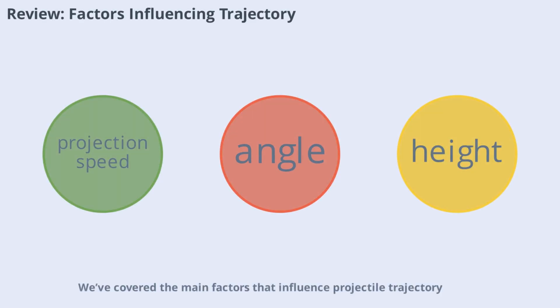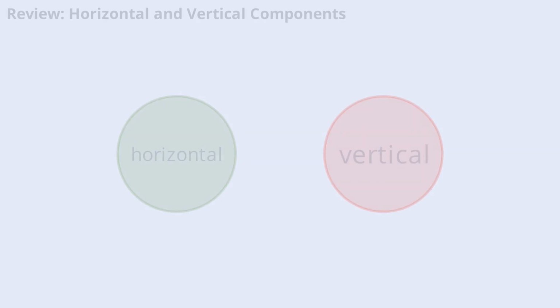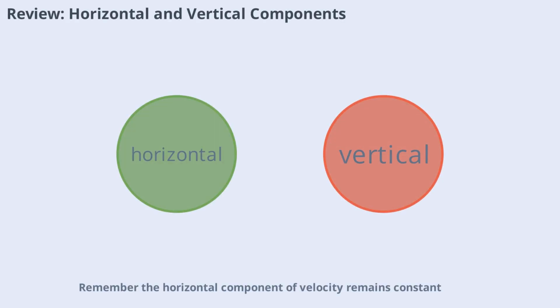We've covered the main factors that influence projectile trajectory: projection speed, angle, and relative height. By understanding how these variables interact, we can predict and optimize the path of any projectile, from a basketball to a long jumper. Remember, the horizontal component of velocity remains constant, while the vertical component changes due to gravity. This distinction is fundamental for analyzing projectile motion and solving related problems.